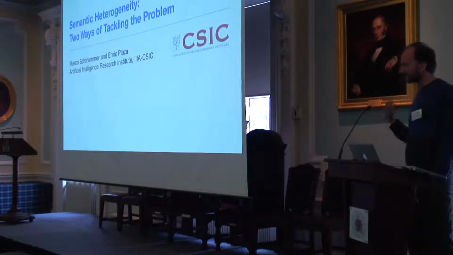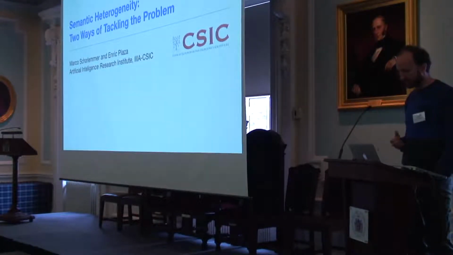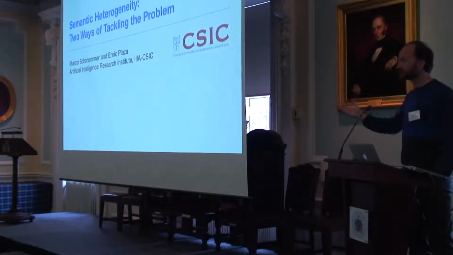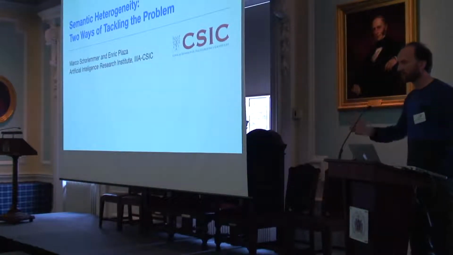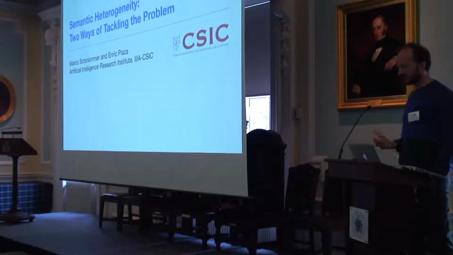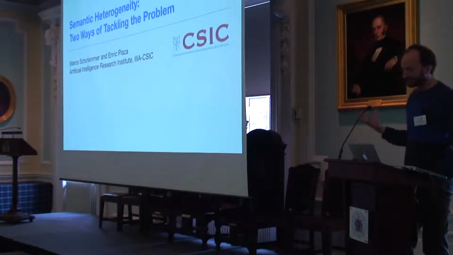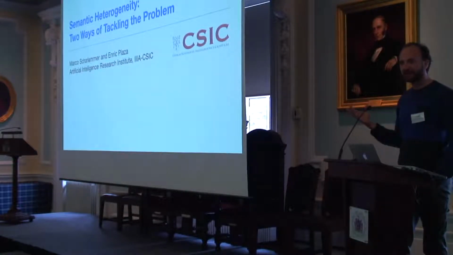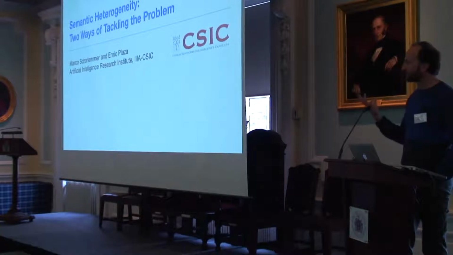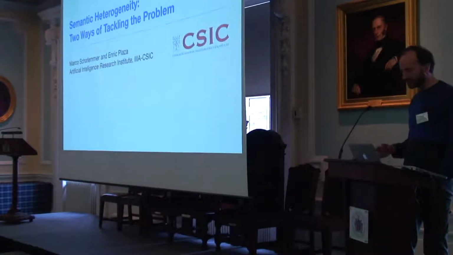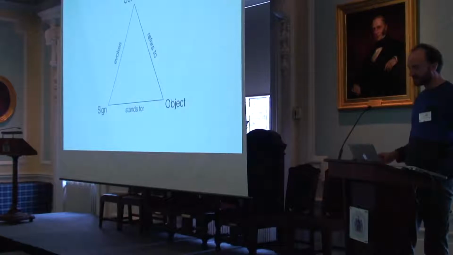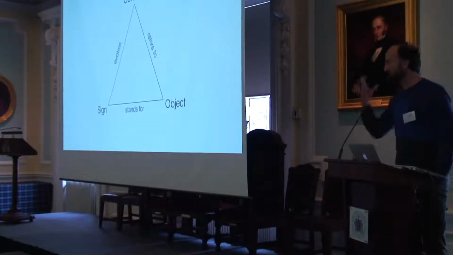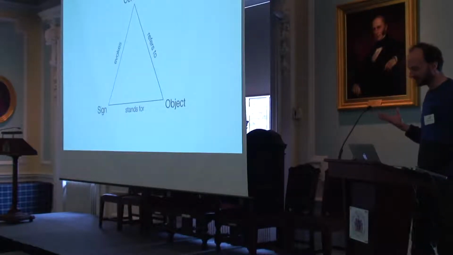So the first part that I want to explain is about semantic heterogeneity. There have been a lot of presentations or surveys about what classification means, what semantic heterogeneity means, and what different kinds there are. Here, we have thought that maybe it would be interesting to look at it from the point of view of the meaning triangle, also known as the semiotic triangle.